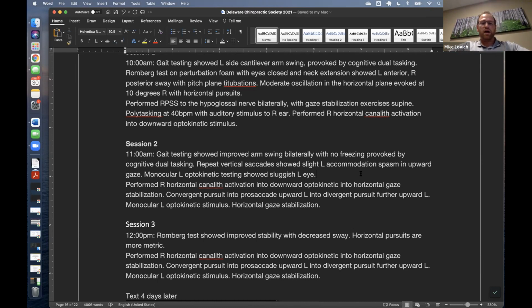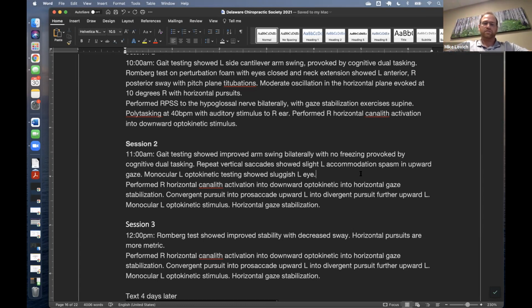So we used monocular optokinetic testing. Because she was complaining about her left eye, she was like, oh, this just is weird. This has always been weird. So I took my phone, I did the optokinetic testing, and I would look to see how it moved independently. It looked like there was a sluggish left eye. Like the left eye was a little bit slower than the other side, but it wasn't really much slower. So I wasn't worried about internuclear ophthalmoplegia or some sort of demyelinating disease along the medial lemniscus.